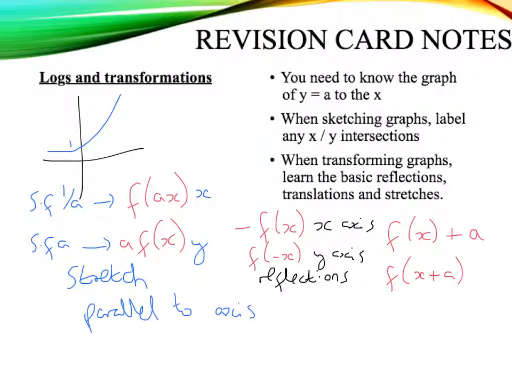And the last ones are the translations. So these are all translations. Again, on the outside of the bracket, it's an up and down thing. So the first one translates by the column vector (0, a), so up and down. And this one translates by the column vector (minus a, 0), left and right.